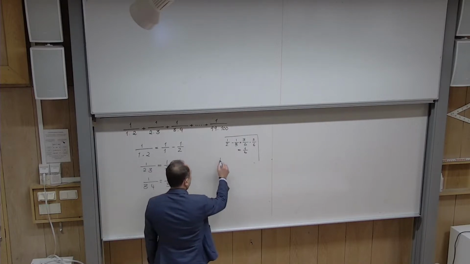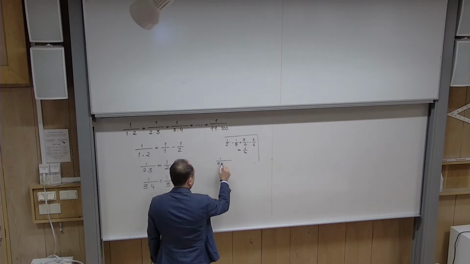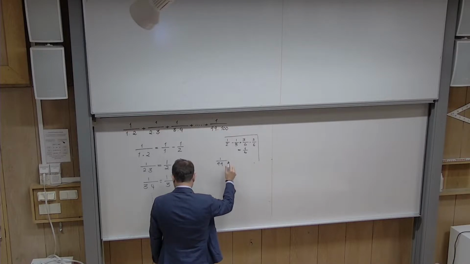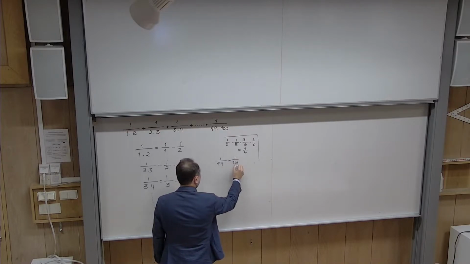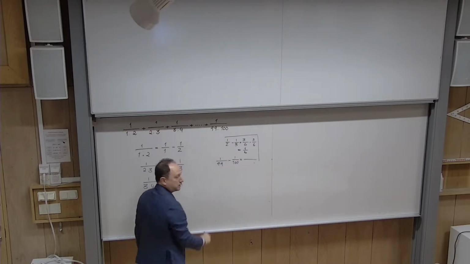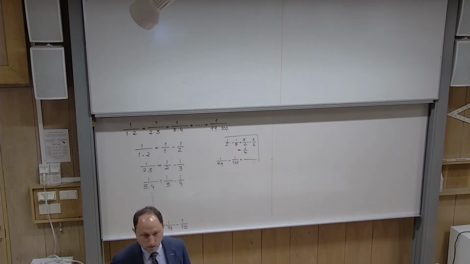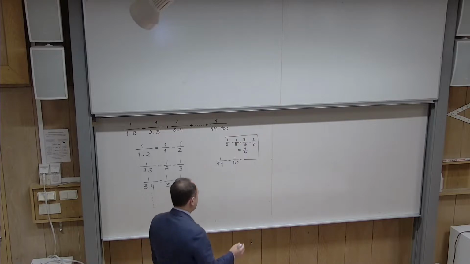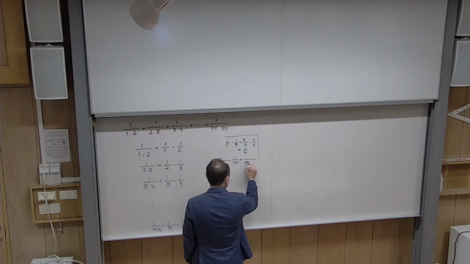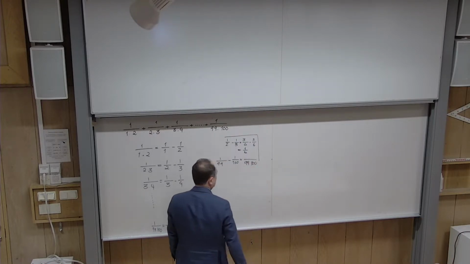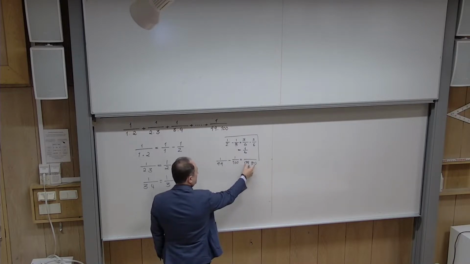So 1 over 99 minus 1 over 100. If I ask you what is the common denominator between 100 and 99, what is your answer? 9900. Yes, how did you find that? You multiply them here. Okay? And then you divide this in your head by this.